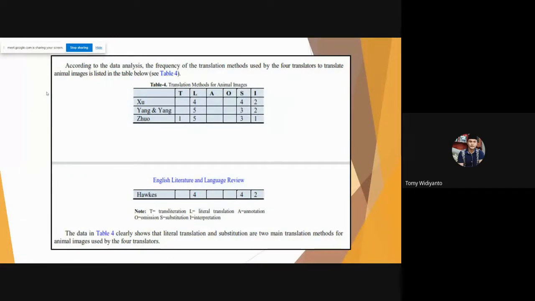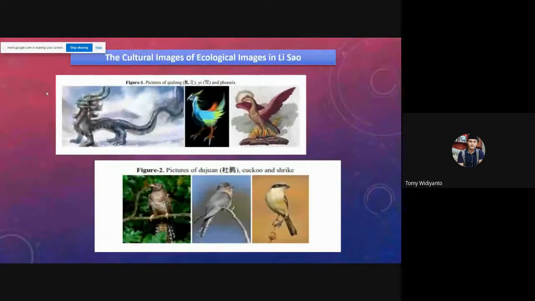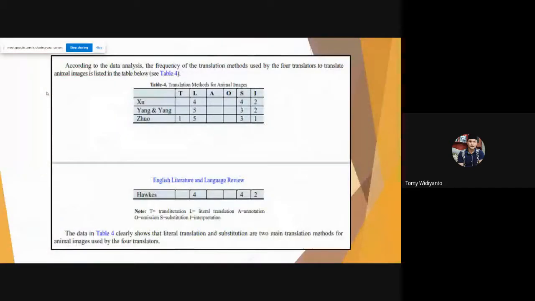According to the data analysis, the frequency of the translation methods used by the 4 translators to translate animal images is listed in the table below. You can see from the previous slide there are some pictures that can be found in Li Sao, the poetry in China created by Qu Yuan. There are four from Xu, and then 5 from Yang and Yang, and then 5 from Zhu, and then 4 from Hawkes.